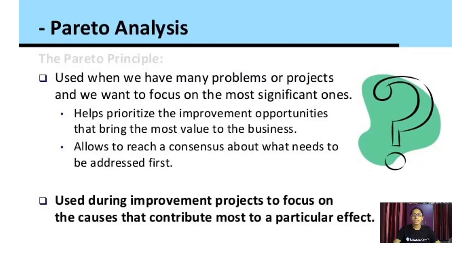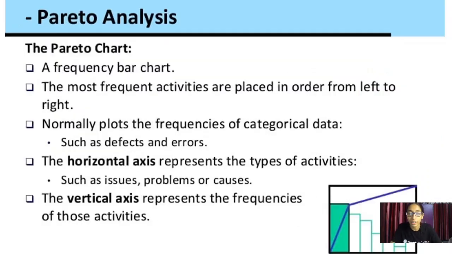It helps us to prioritize the most important improvement opportunities that bring the most value to the business. It also allows us to reach conclusions about what needs to be addressed first. When the probability of measuring a particular value of some quality or quantity varies inversely with the power of that value, the quantity is said to follow a power law. It is also known as Zipf's law. It is also used during improvement projects to focus on the causes of the contributions.